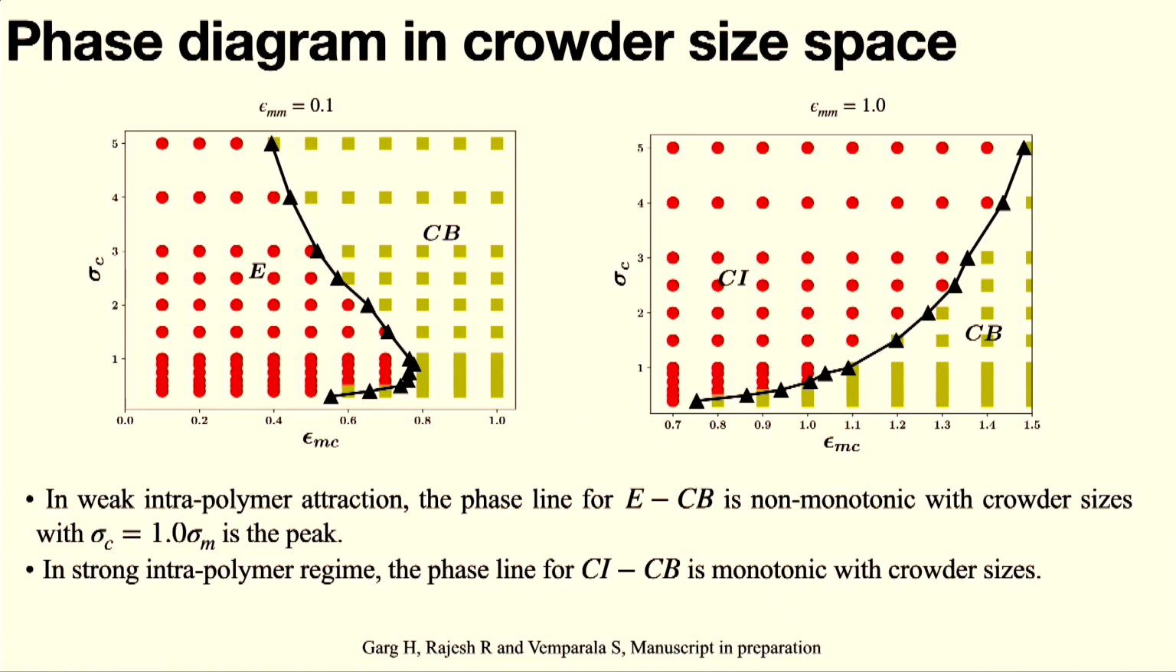transition. We got some preliminary results for that with different crowder sizes. We see some non-monotonic behavior with the crowder size. That means if we increase or decrease the crowder size, the transition becomes easier from E to CB for a weak intrapolymer attraction, and for high intrapolymer attraction, there is a monotonic kind of behavior with sigma C. This work is still going on. We hope to publish it soon.